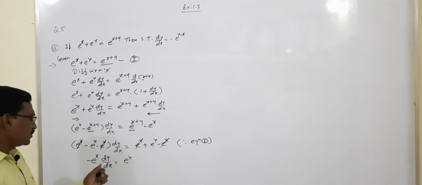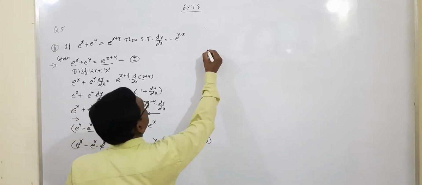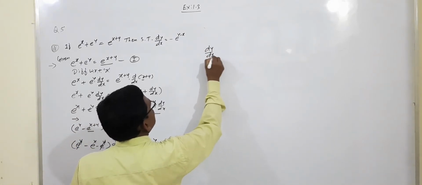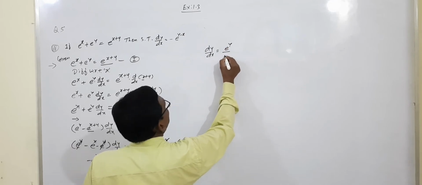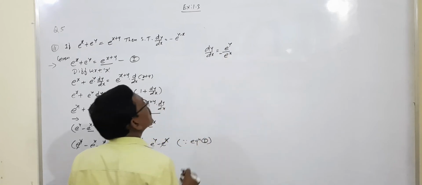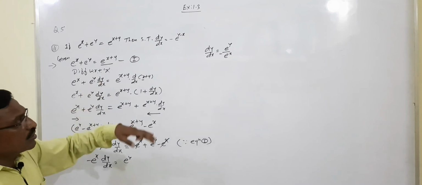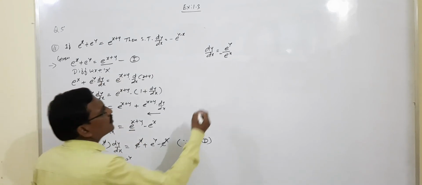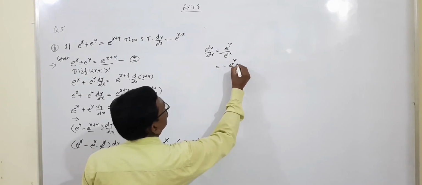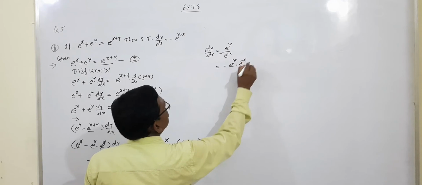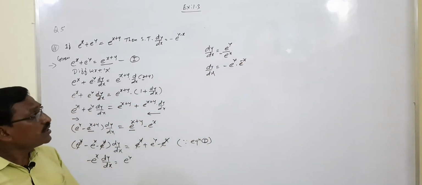Now take this minus e raised to x to the right hand side, and that's why dy by dx is equal to minus e raised to y by e raised to x. Now we take this e raised to x in the numerator, so it is minus e raised to y into e raised to minus x, it is dy by dx here.